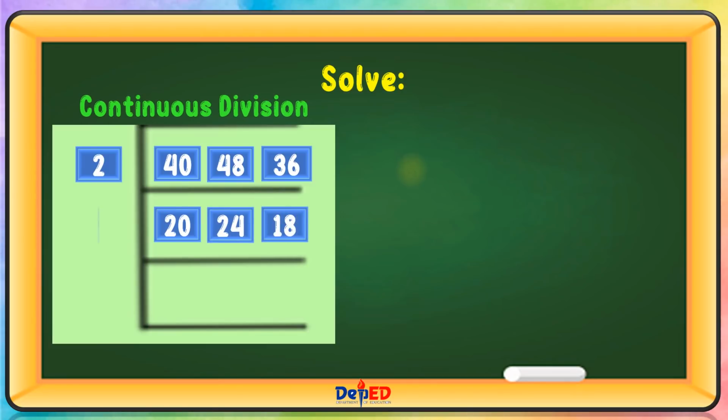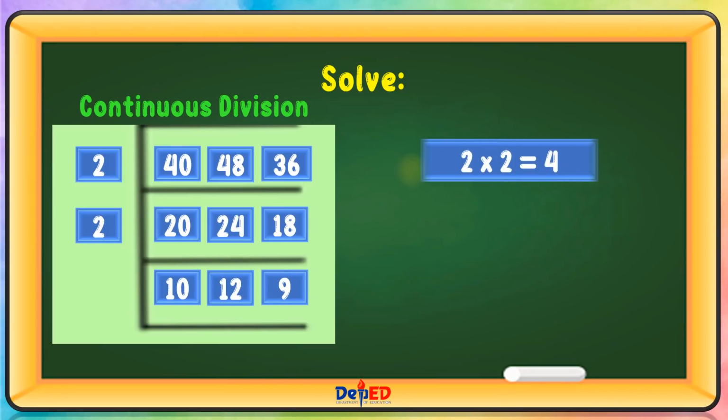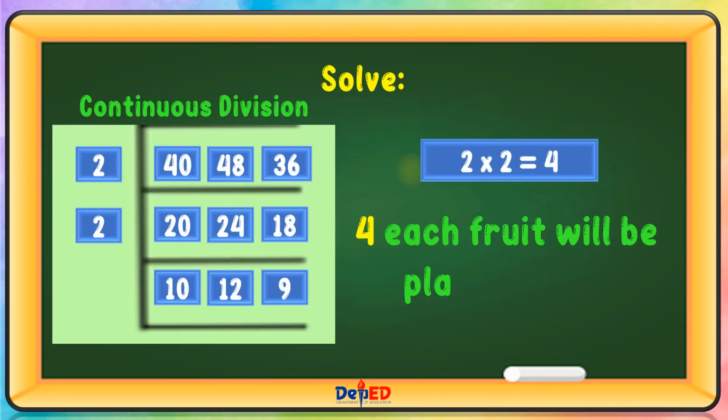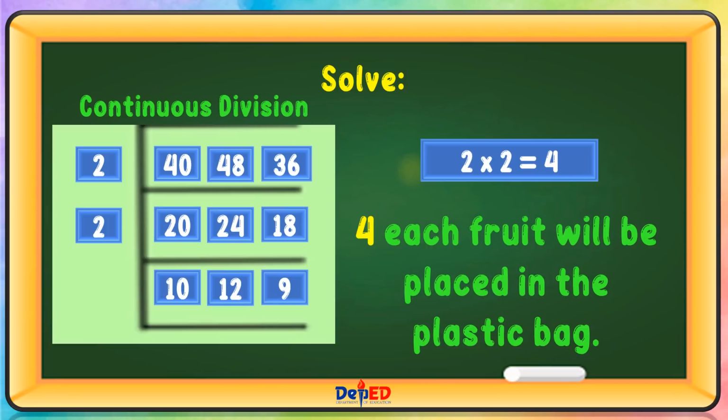Let us use the prime number 2. 20 divided by 2 equals 10. 24 divided by 2 equals 12. 18 divided by 2 equals 9. 2 times 2 equals 4. For each fruit will be placed in the plastic bag.